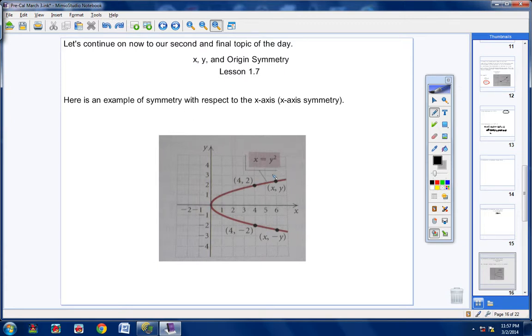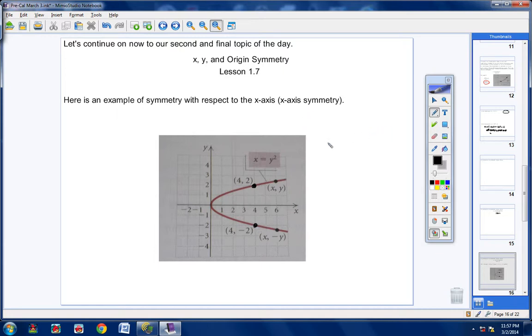And by the way, this next thing I'm going to show you is so important, don't miss this. Whenever you have x-axis symmetry, notice that any ordered pair up here will be the same down here, only the y value changes. So if this point right here is (4, 2), then the point (4, -2) exists on the other side of the graph if you have x-axis symmetry.